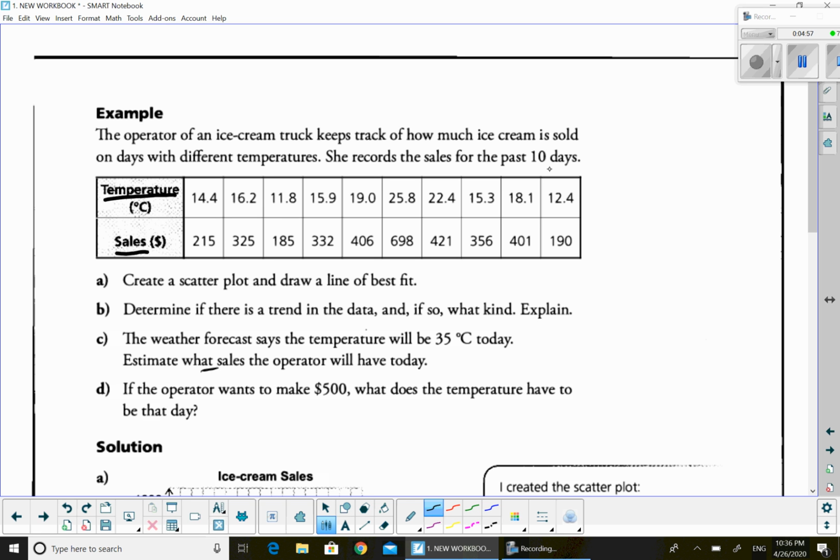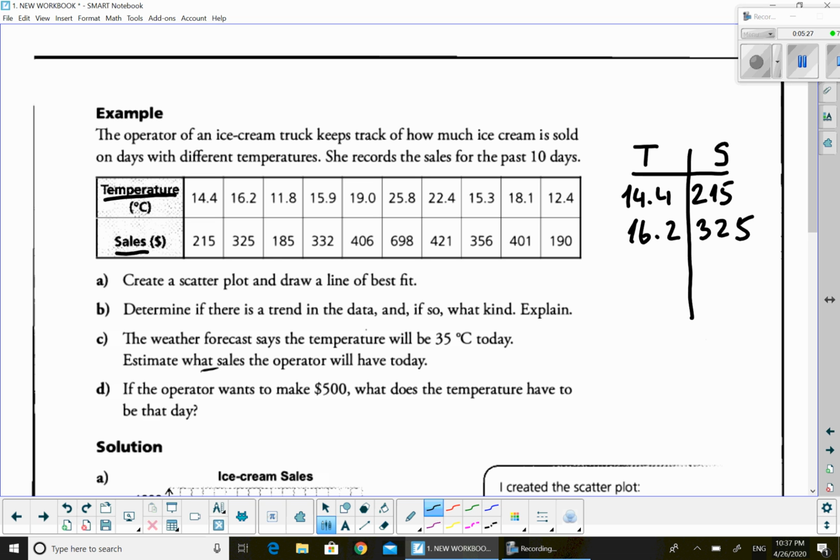So this is our table of values. It's a horizontal table of values. And like I said in the last lesson, if you want to rearrange this, you can create the vertical one. So in this case, we would have temperature, I'm just going to put T for temperature, and sales, I'll put S. And then you can rewrite it. So temperature of 14.4, 215 ice creams sold, and 16.2, 325, and so on and so on.